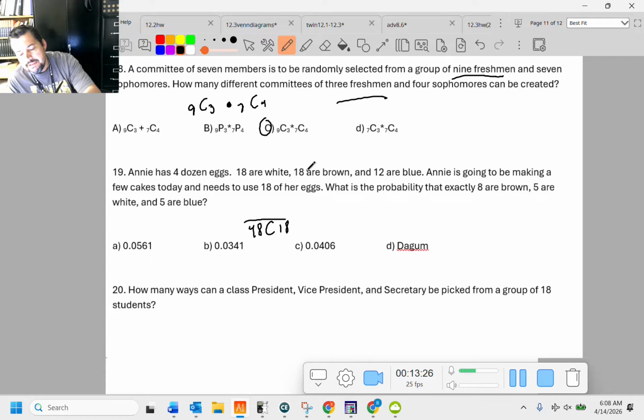8 are brown of 18, so we have 18, choose 8. And 5 are white, so we have 18, choose 5. And 5 are blue, 12, choose 5.